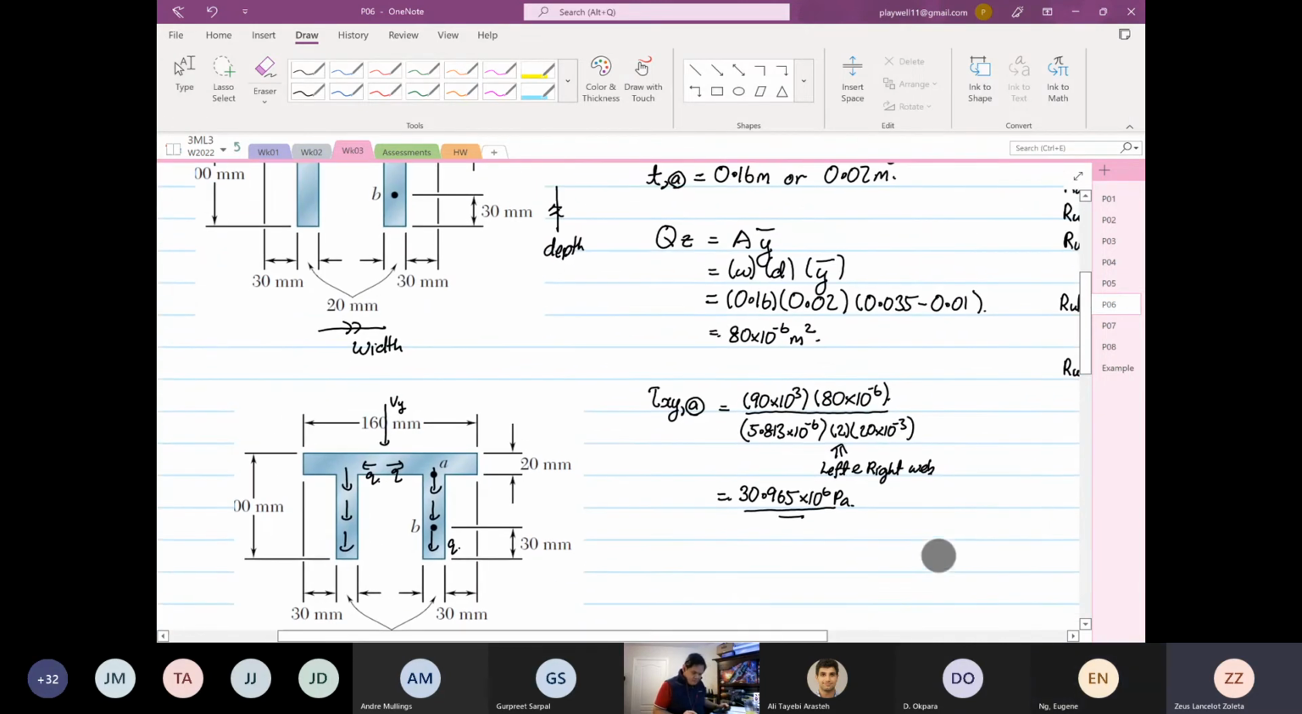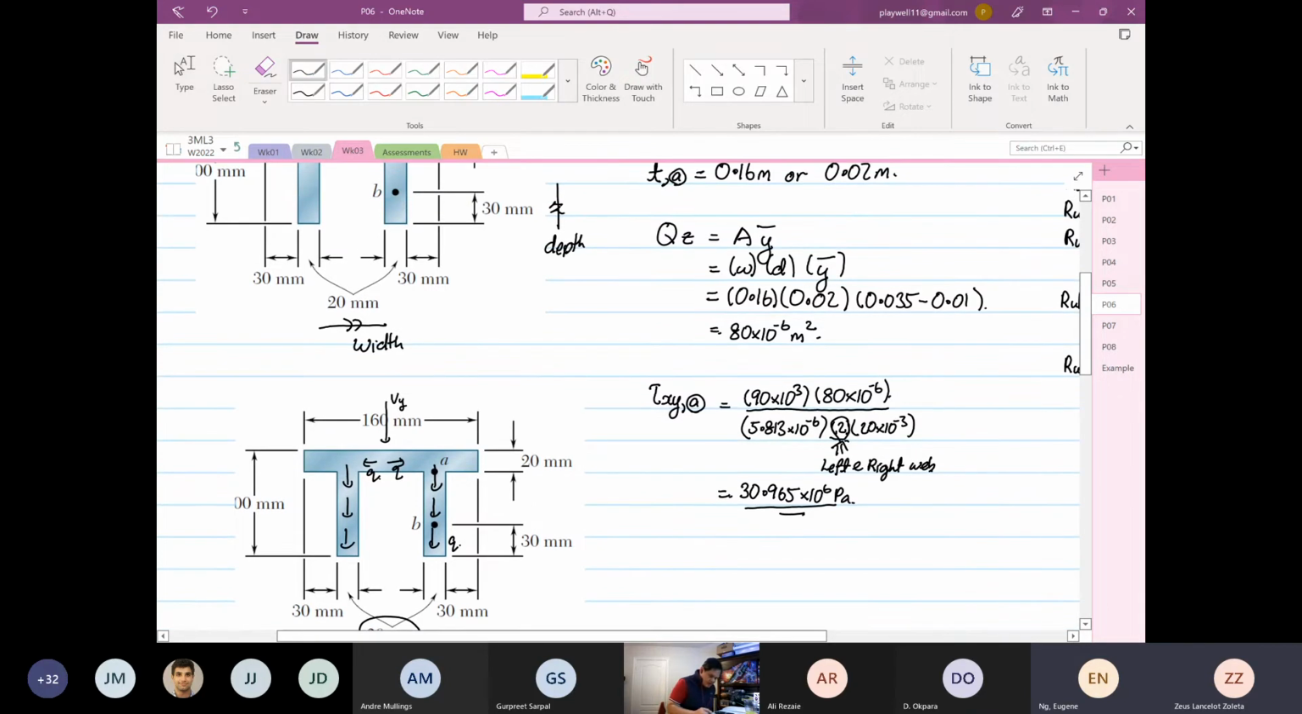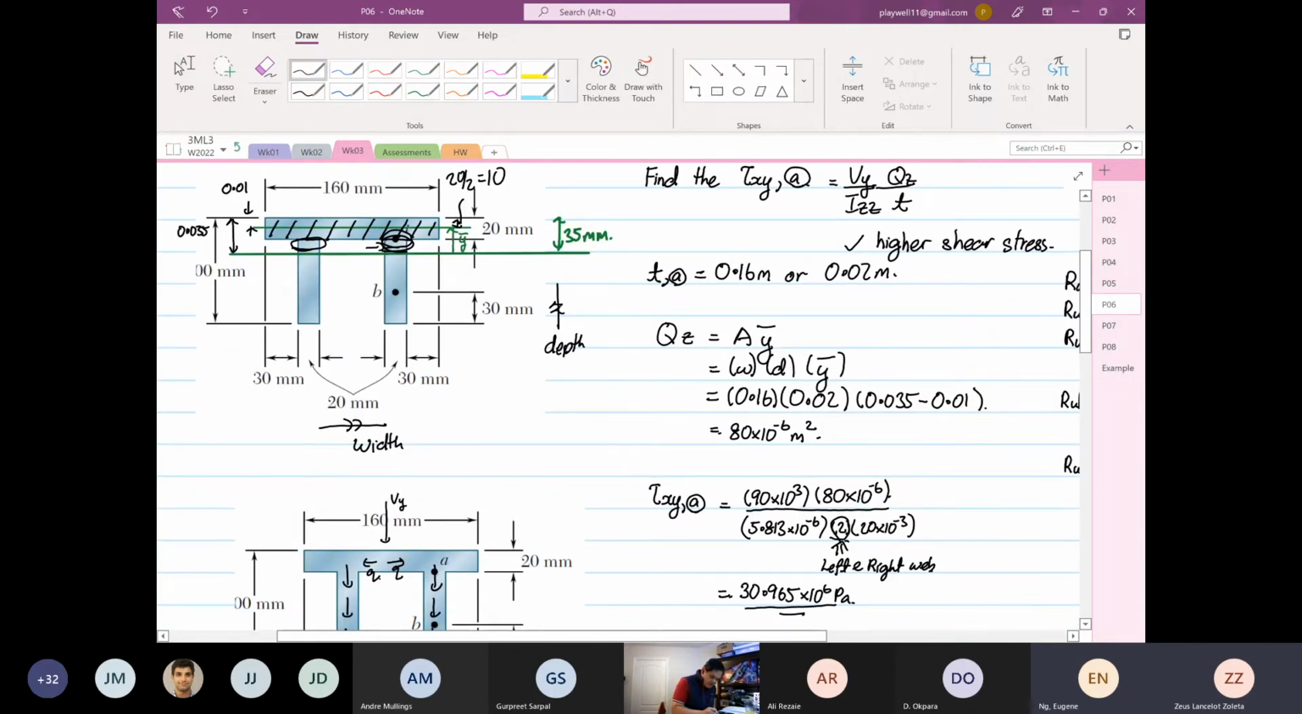Okay. Any questions so far? Can you show the thickness again, please? Because the Q, right, the thickness is 20 over here, right? So it's left and right. Because of shear flow, it goes left and right. That's why you have to consider the 2. 20 is because at A, this thickness is what? 20.